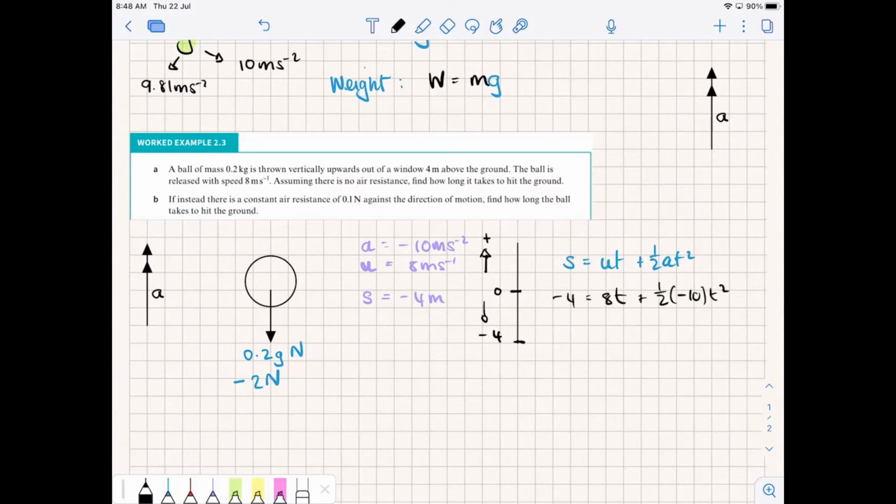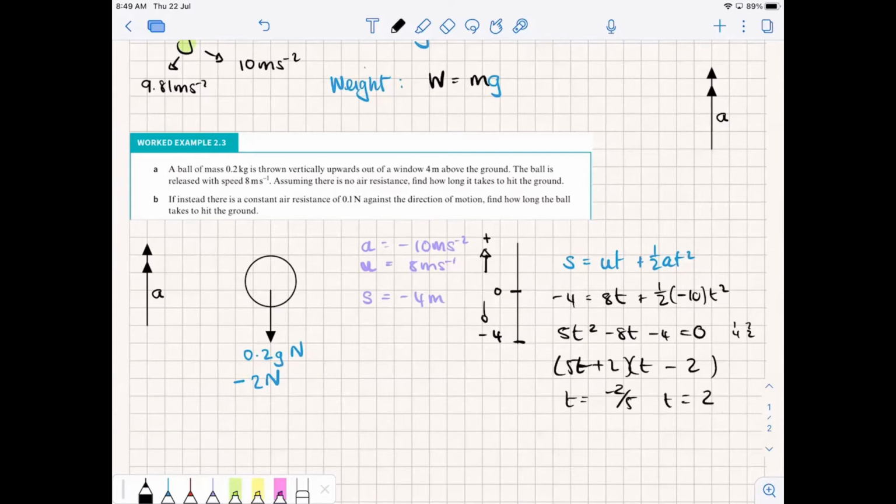Right, if I reshuffle this, I'm going to get 5t squared minus 8t minus 4 equal to 0. And now we just have a quadratic to solve. I know 5 is a prime number, so I know I'm going to get 5t and t. And factors of 4 are 1 and 4, and 2 and 2. And I need to make 8, so I can see that's just going to be 10 minus 2, or plus 2, sorry. That's going to give me a time of minus 2 over 5 and a time of 2.